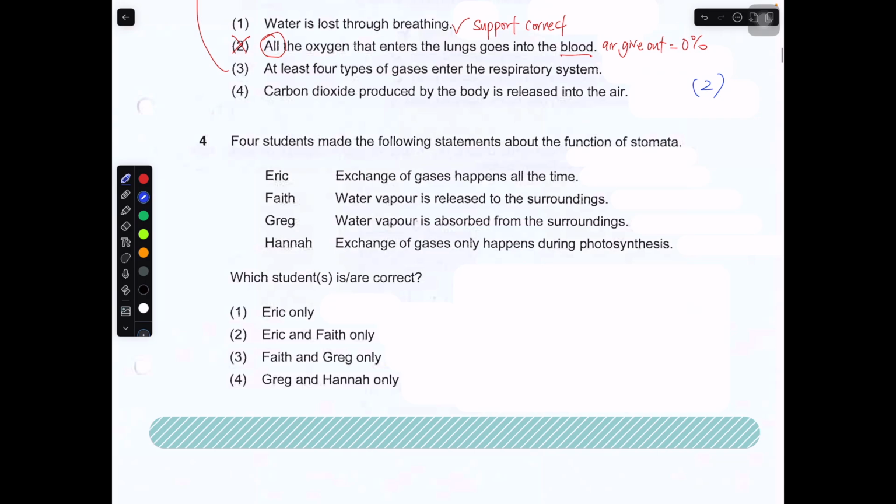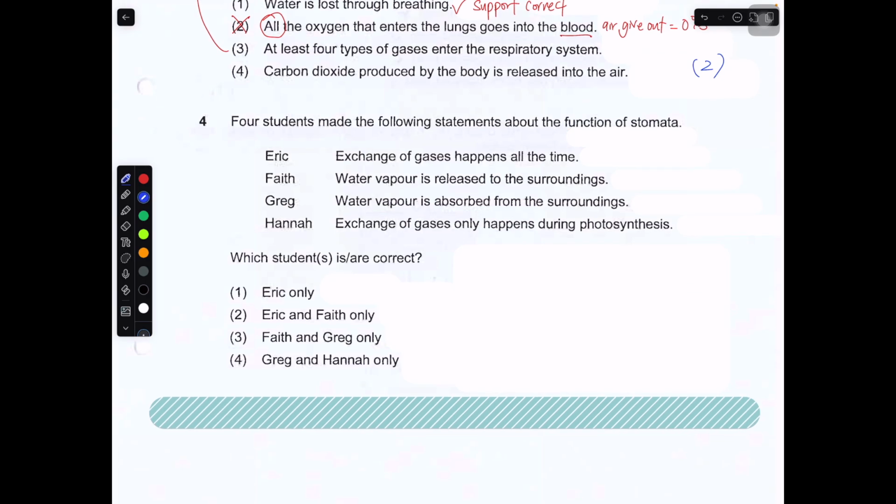Okay, moving on to question number 4. Four students make the following statements about the function of stomata. Stomata are actually the tiny openings found on the leaf. Usually they are found on the leaf, and they are responsible for gaseous exchange with the surrounding. So exchange of gases happens all the time. This is correct.